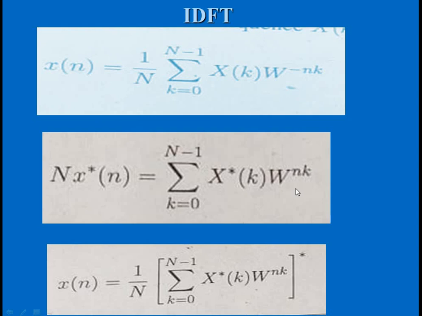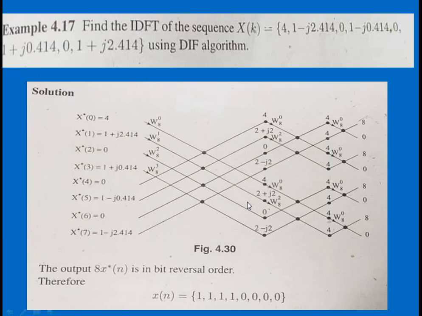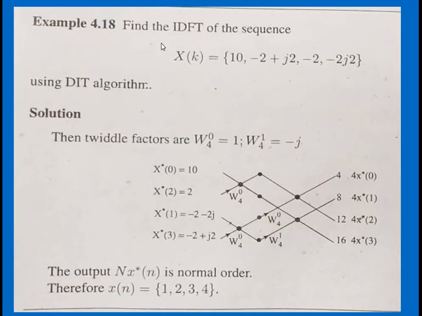Now, using only this formula, we are going to find the IDFT by using the DIF and DIT algorithms. Let's start with the DIT algorithm. Here the given sequence is x of k, because we have to find x of n. The number of samples is 4. The very first thing is to find the number of stages required. The formula is N equal to 2 power m, so we can write 4 as 2 power 2. So the number of stages required is 2.